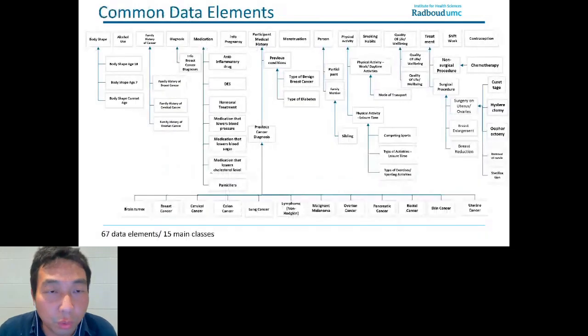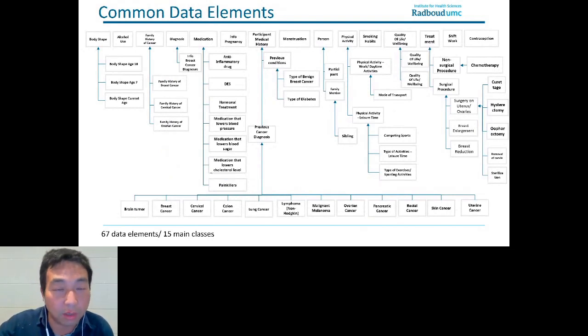So I would like to show you this graph. We call it the common data elements that we identified. So previously we mentioned that we have 188 variables. And out of these 188 variables, we identified 67 data elements. And all these 67 data elements you can see on the screen, each of them in a rectangle. And all these 67 data elements were grouped into 15 main classes. All these 15 main classes are put on the first row.